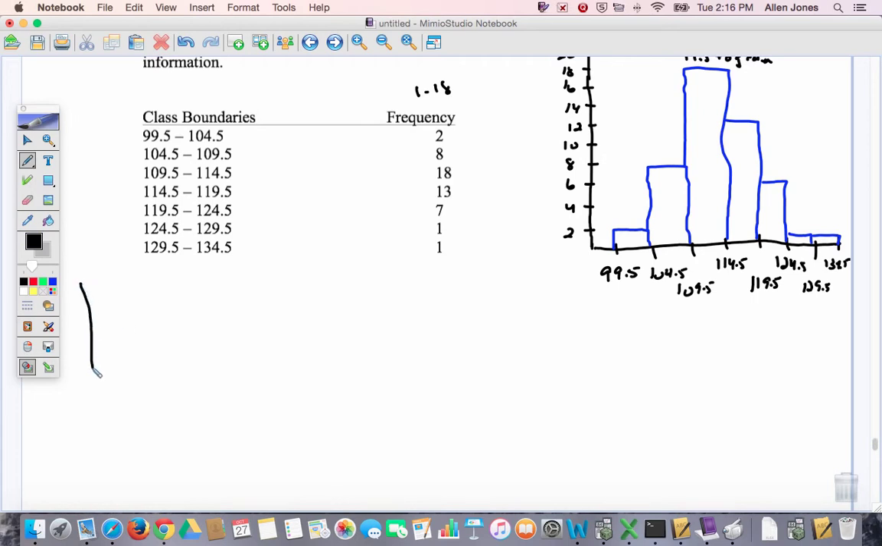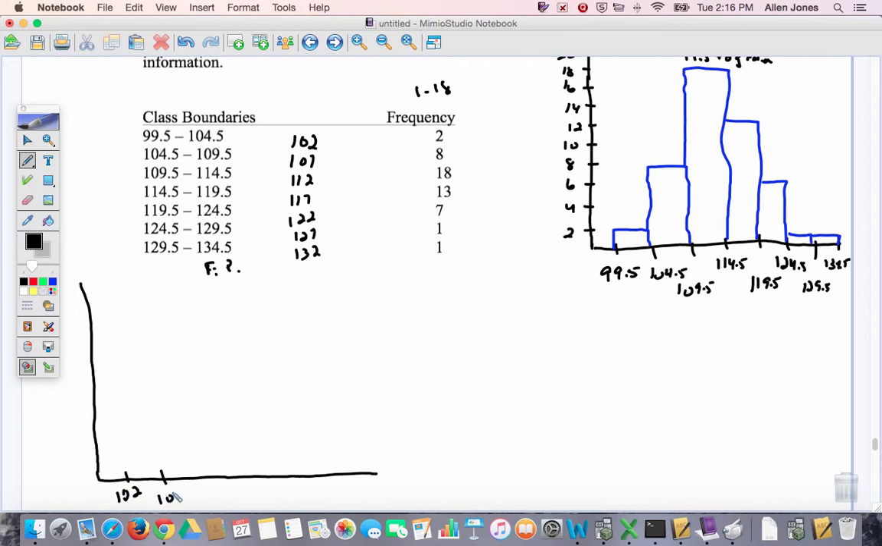From here, we'll move on to our frequency polygon. So I'm going to try and sketch that x and y axis over here. Our frequency polygon uses the midpoint. So if I add 99.5 and 104.5 together and divide by 2, the midpoint is 102. 104.5 plus 109.5 divided by 2 is 107. And then you'll very quickly pick up the pattern there. Those are our midpoints. I'll just place those there.